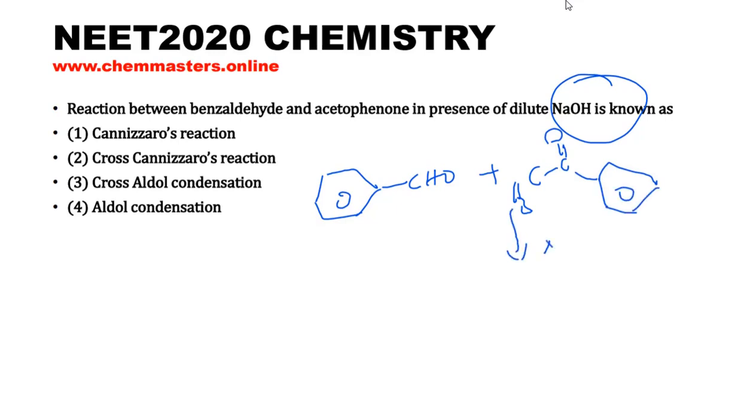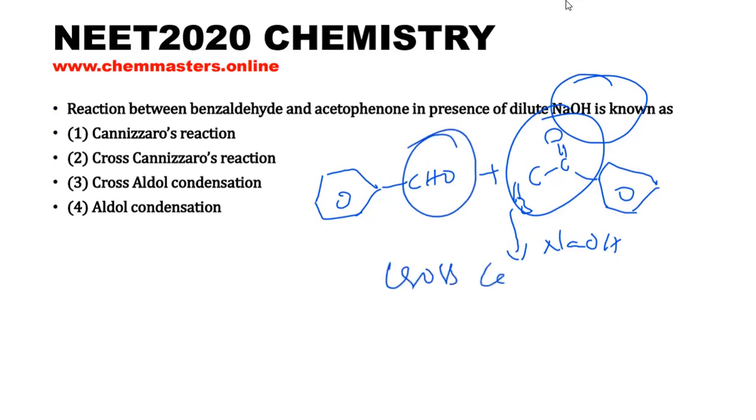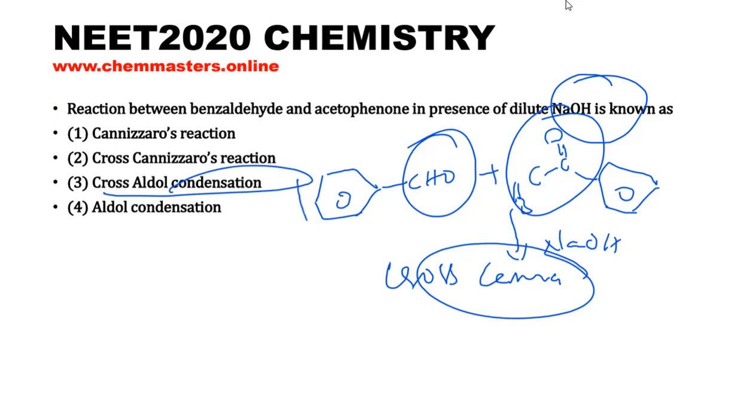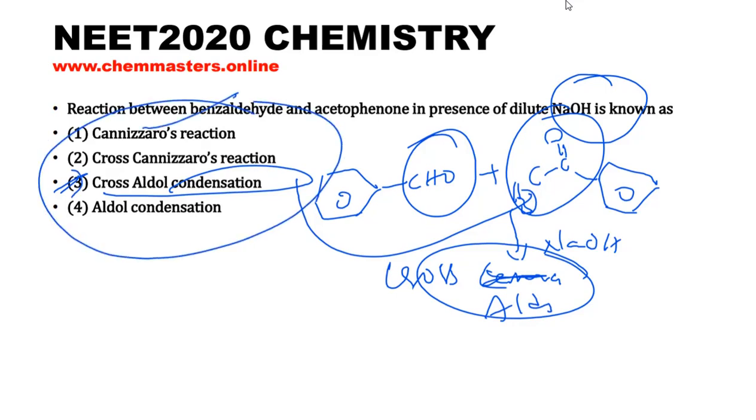So in the presence of NaOH base, we have ketone and aldehyde. That's why Cross-Cannizzaro reaction. Okay, sorry, Cross-Aldol condensation. So Cross-Aldol condensation takes place here. That's why option 3 is the correct one. All these three, that means Cannizzaro reaction, Cross-Cannizzaro reaction, Cross-Aldol and Aldol condensation, are very, very important for JEE and NEET examination. So just focus on them.